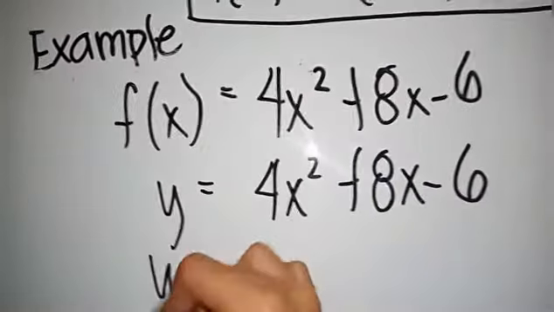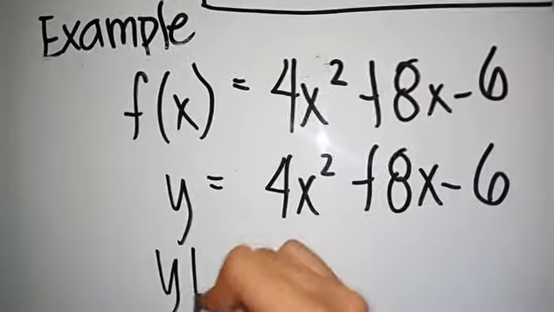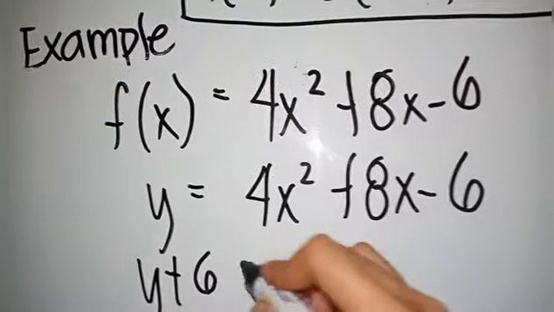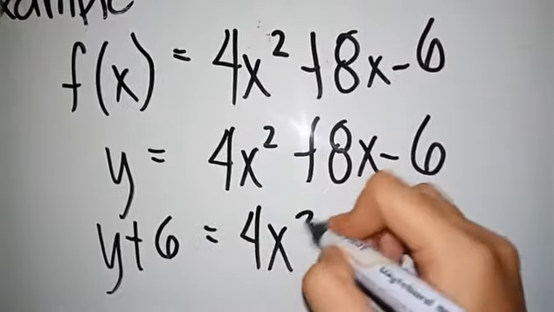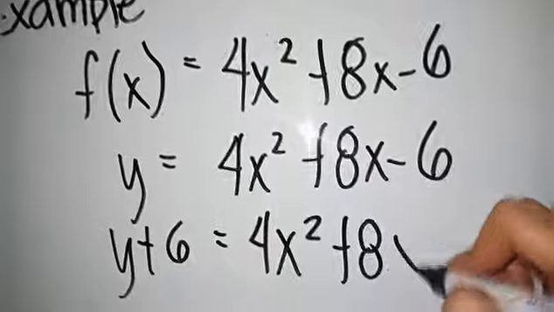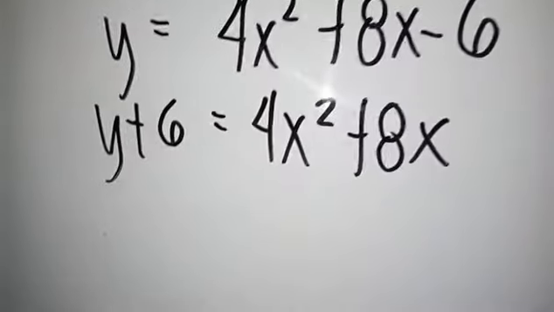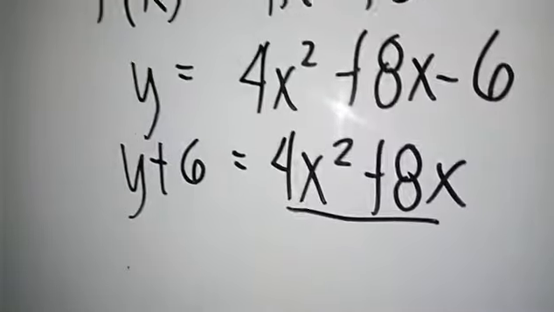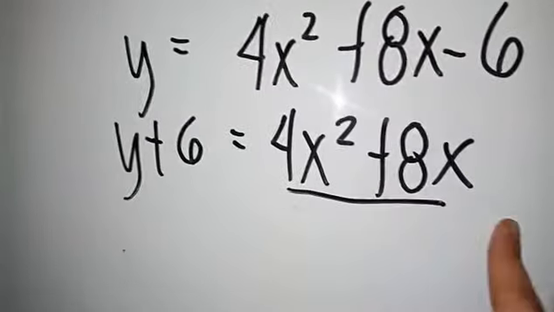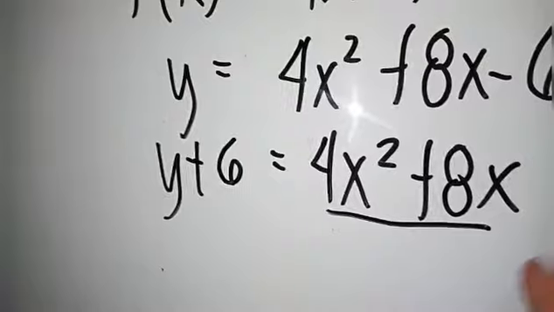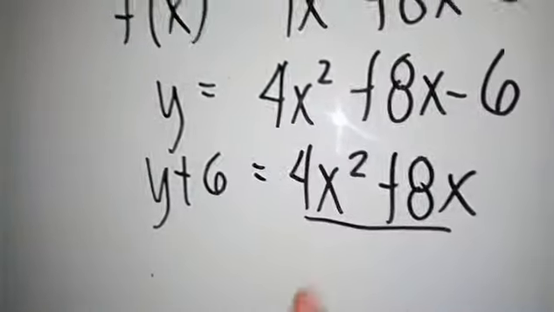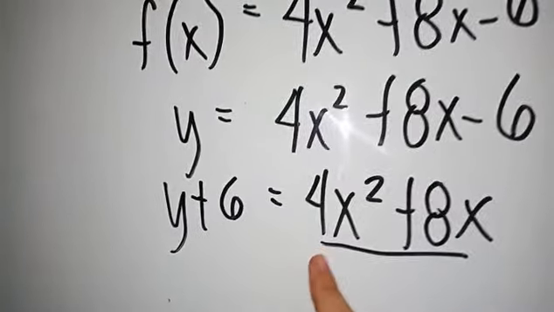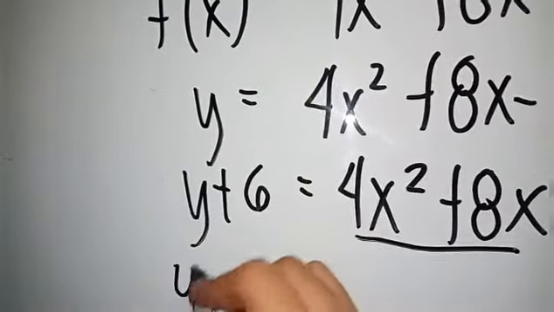Then, after that, itong ating constant ay ililipat natin doon para ito ay maging perfect square trinomial. So, we have y. Yung ating negative 6 ay magiging positive 6 na siya. Is equal to 4x square plus 8x. Okay. So, after that, kung mapapansin nyo, itong ating given dito ay pwede natin siyang i-factor or meron tayong pwedeng i-factor out, which is yung ating 4. So, magiging ganito na ngayon yung ating equation.